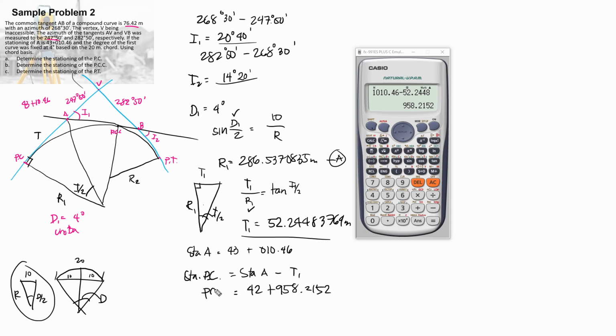So, PC. Station at PC. So, nagets nyo ba kung bakit ganito yung nangyari? Kung bakit 1,000 yung ano? So, 43.